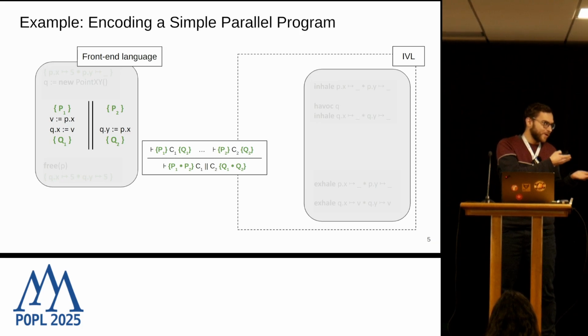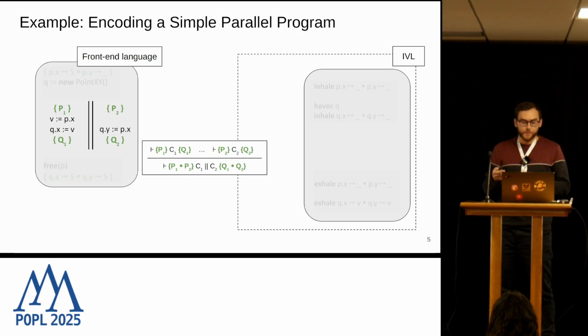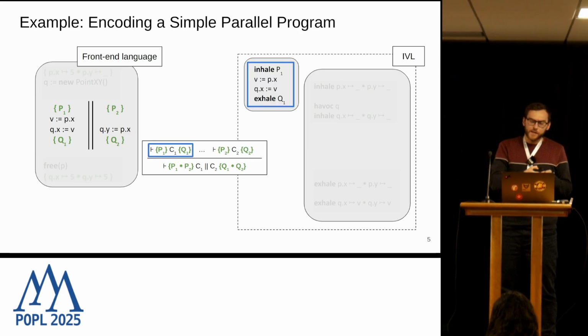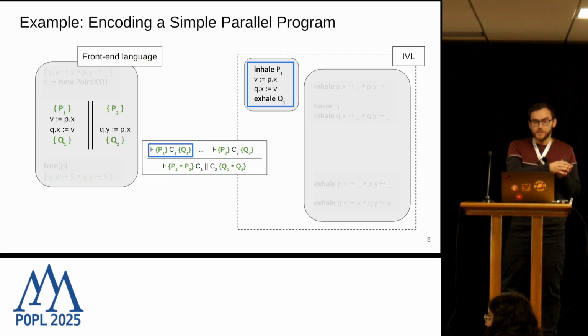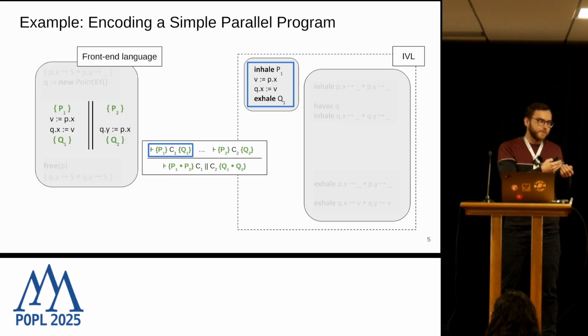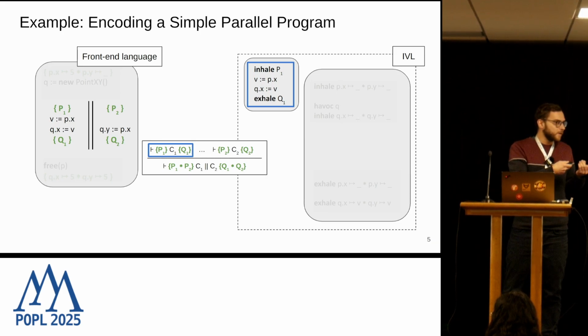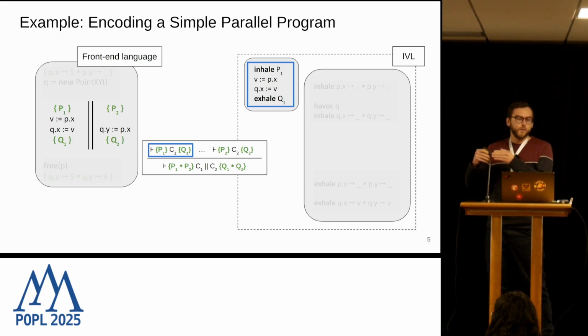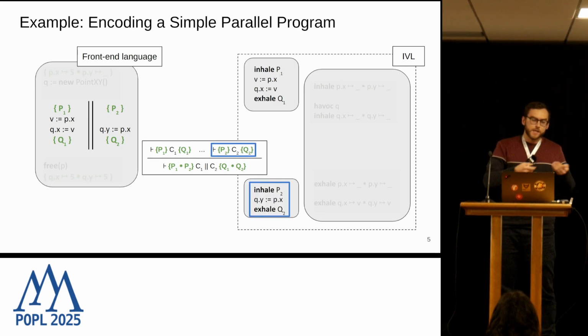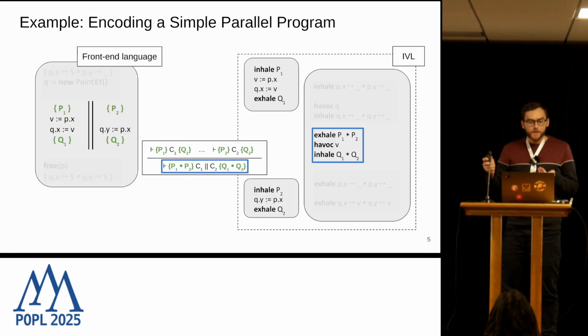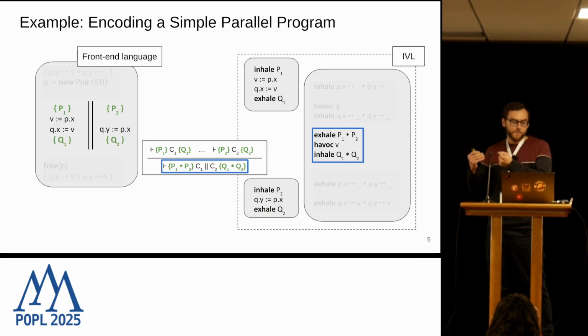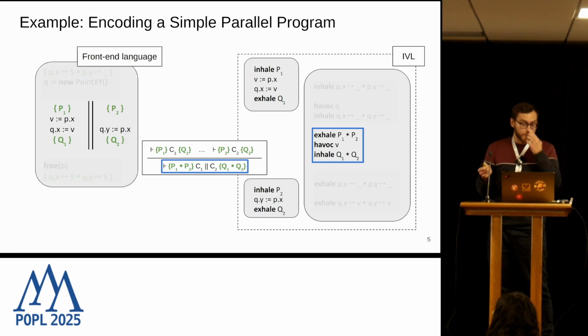We can ask, for example, the user to provide them. We can also infer them. And in this case, we need to check the two premises of the rule. So to check the first premise, we can use inhale and exhale as we've seen before, where here we can reuse assignment and field assignment from the IVL. Same thing for the second thread. And finally, we can use the conclusion of the rule with exhale, havoc, and inhale to encode the parallel composition.